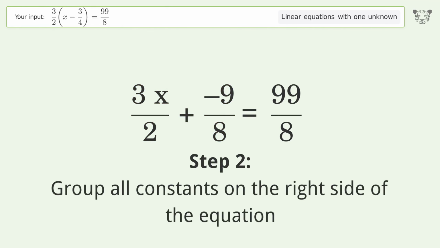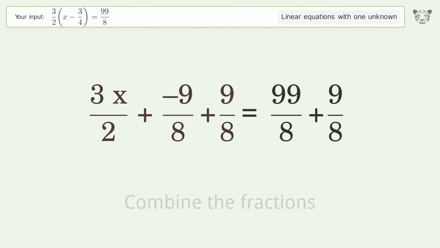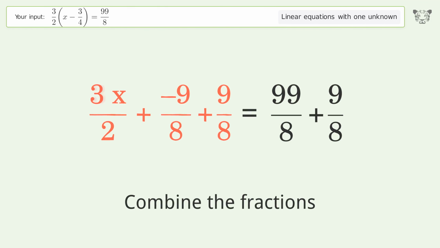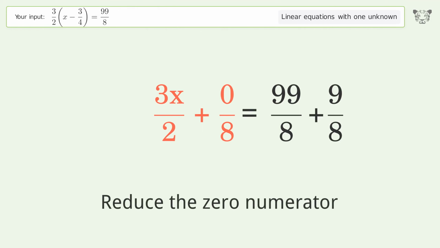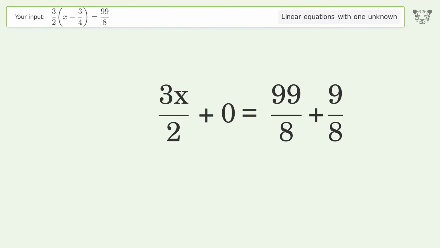Group all constants on the right side of the equation. Add 9 over 8 to both sides. Combine the fractions. Combine the numerators. Reduce the zero numerator. Simplify the arithmetic.